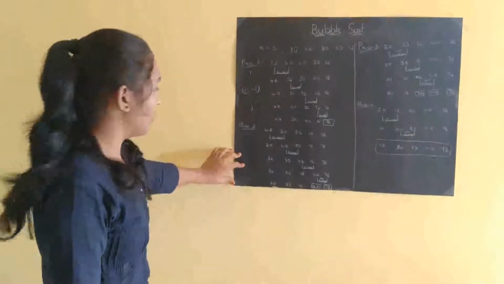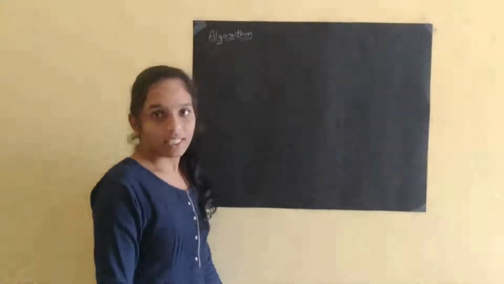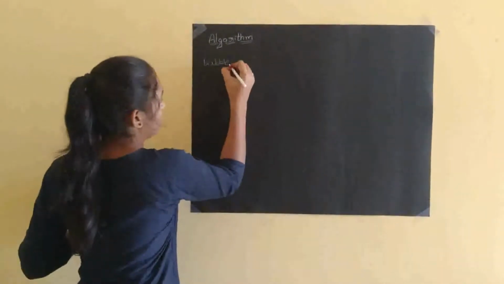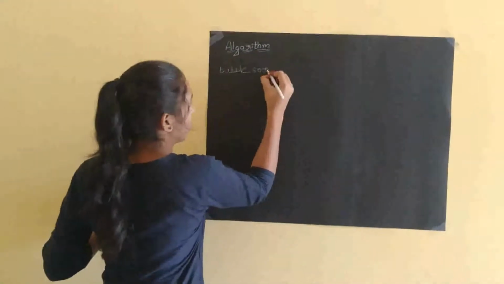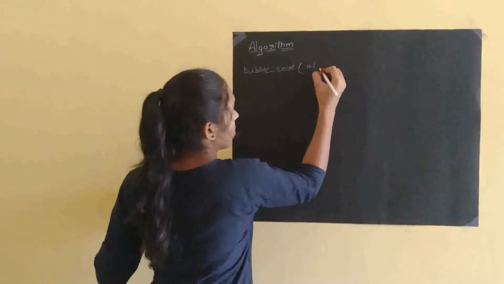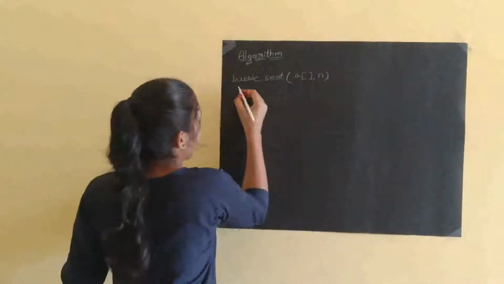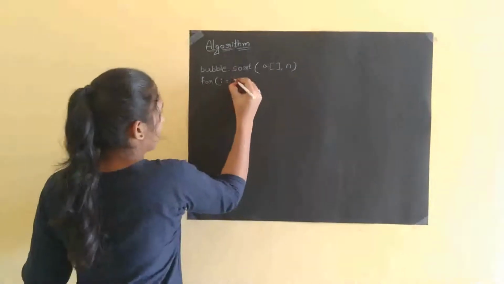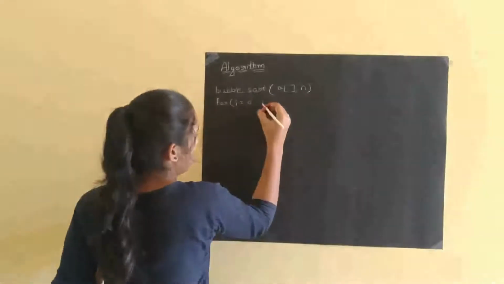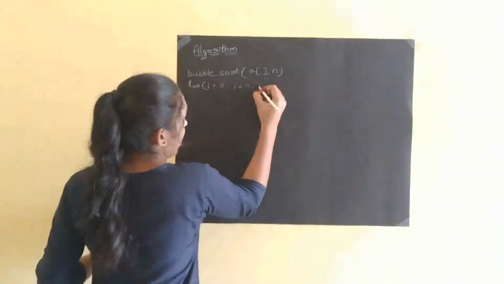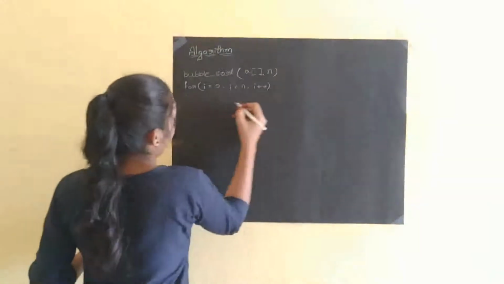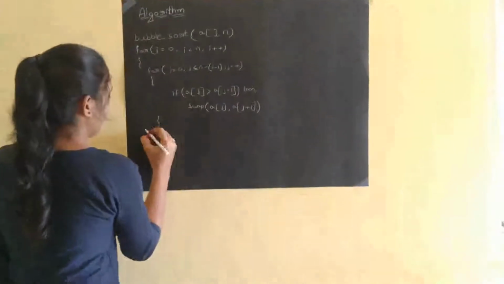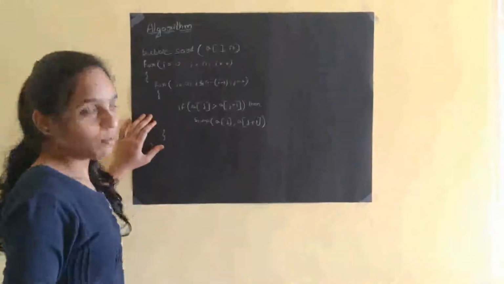Next, we go with the algorithm. Now we are seeing the bubble sort algorithm. i equals 0, i less than n, i plus plus. This is the algorithm for bubble sort.